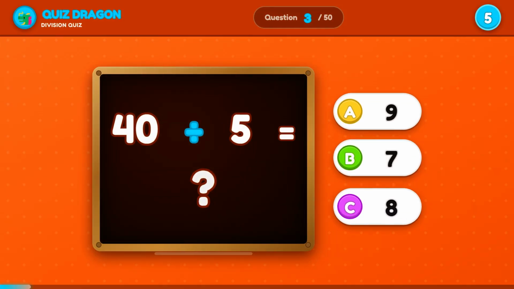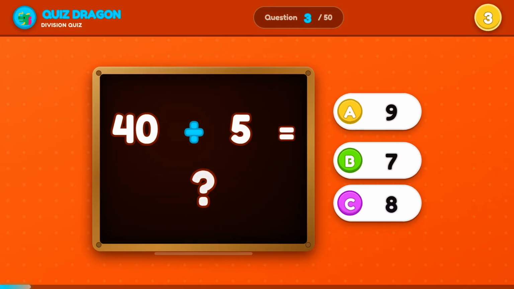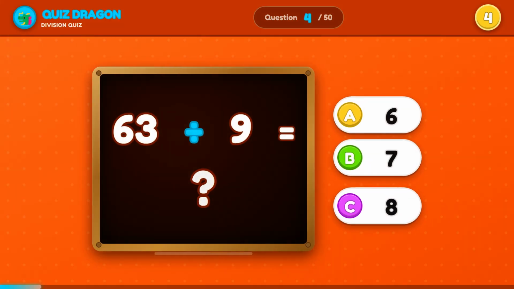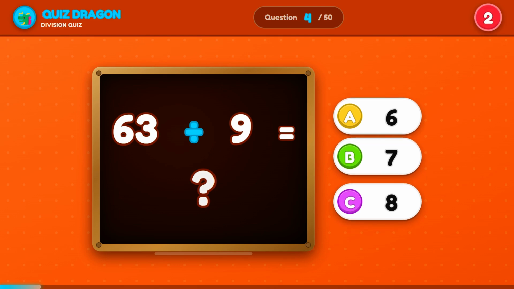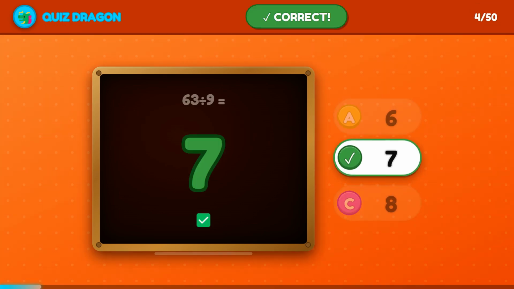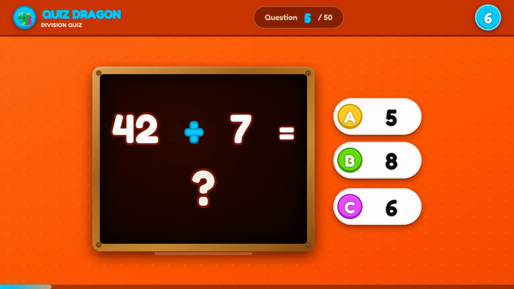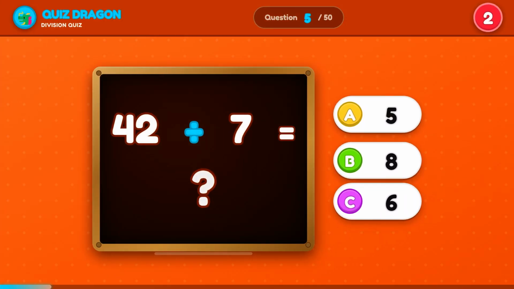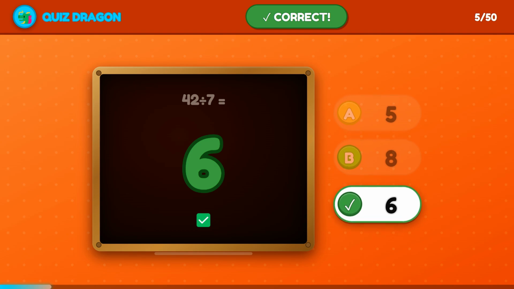Question 3. What is 40 divided by 5? The correct answer is C, 8. Question 4. What is 63 divided by 9? The correct answer is B, 7. Question 5. What is 42 divided by 7? The correct answer is C, 6.